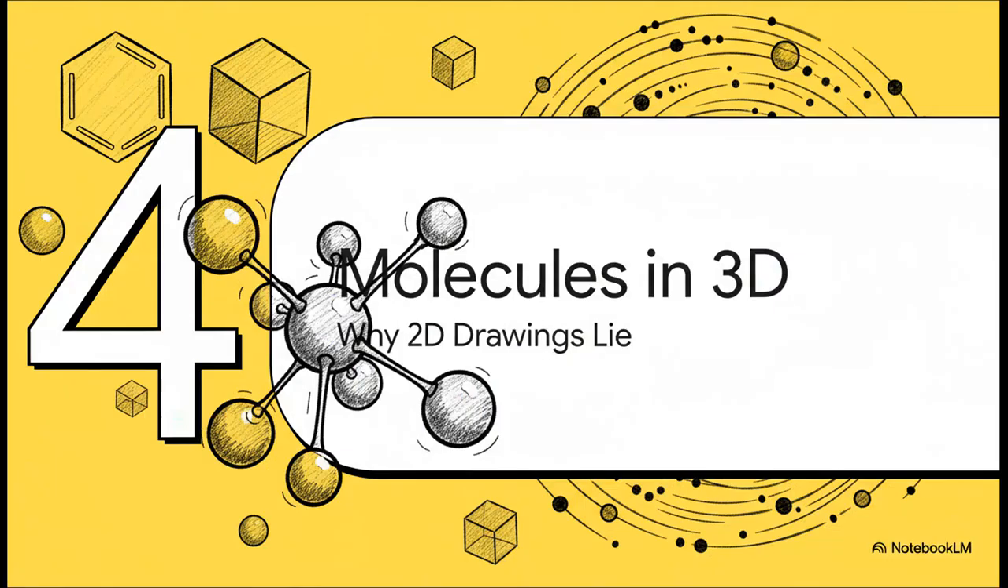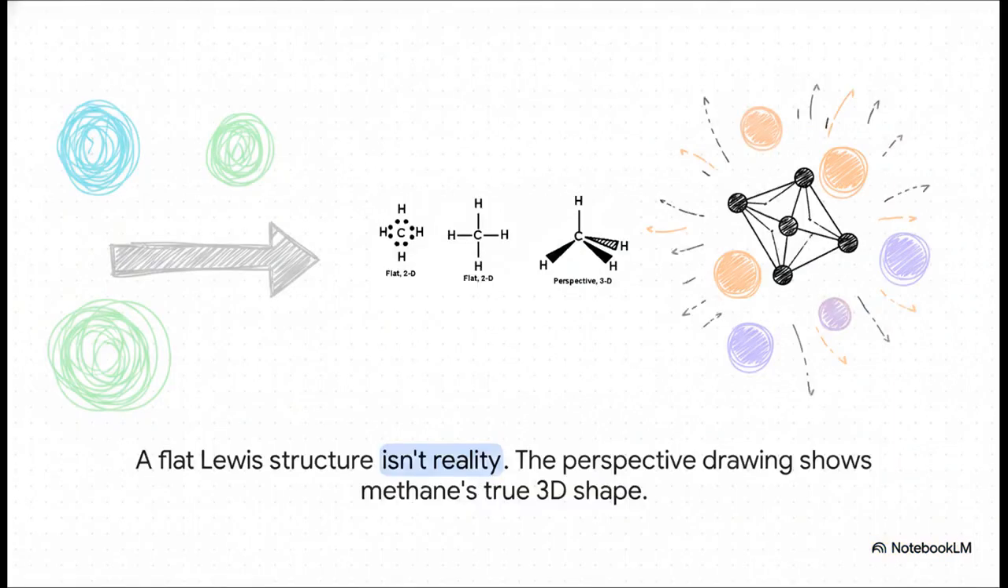Okay, so we've cracked the code for how atoms bond. But now I have to let you in on a little secret. All these flat drawings we've been looking at on the screen, they're a lie. A useful lie, but still a lie. Because molecules don't exist in 2D. They're 3-dimensional. And this slide shows you exactly what I mean.